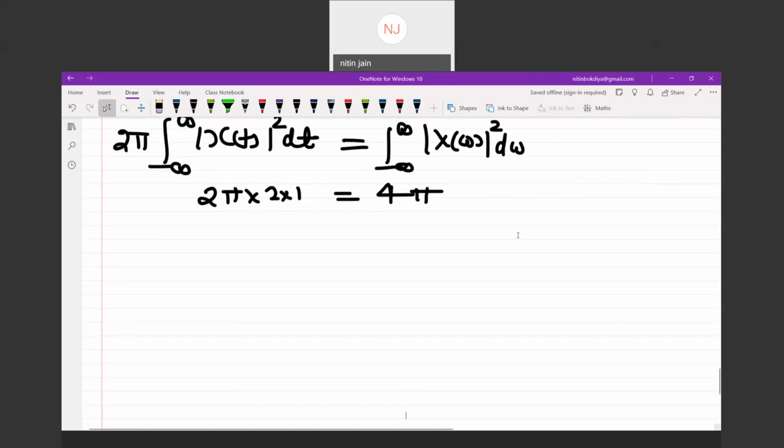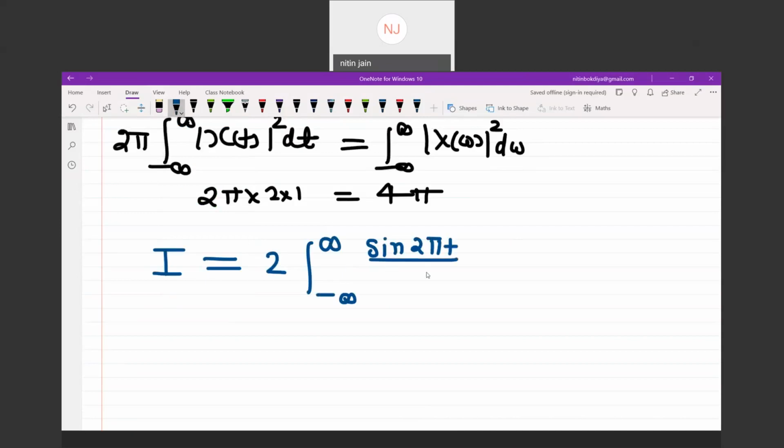Next question is, I am interested in the integral of this equation. What is the integral of sine 2 pi t by pi t into dt, and the options are given as 0, 1, 1 by 2, and how to proceed for this.